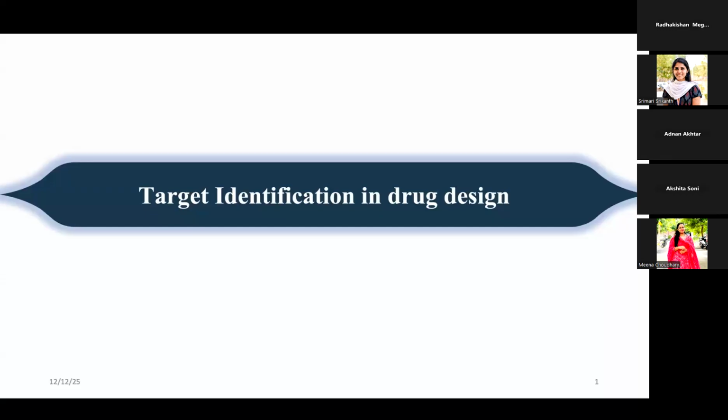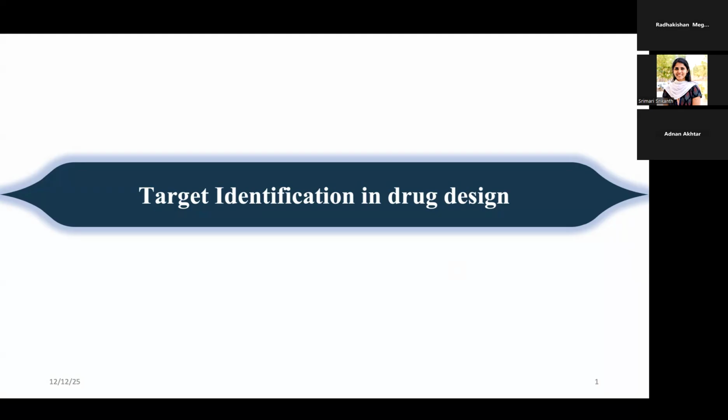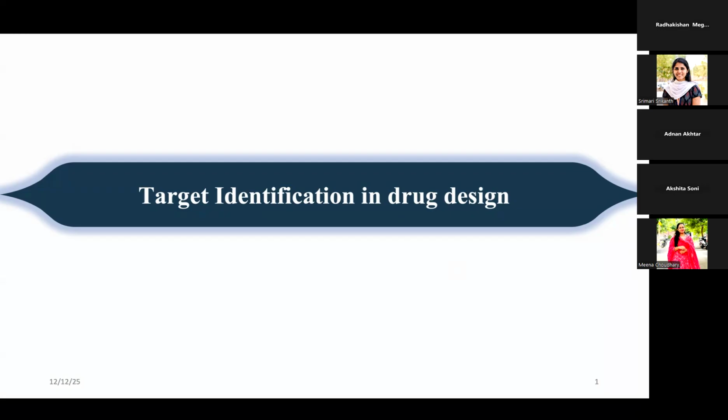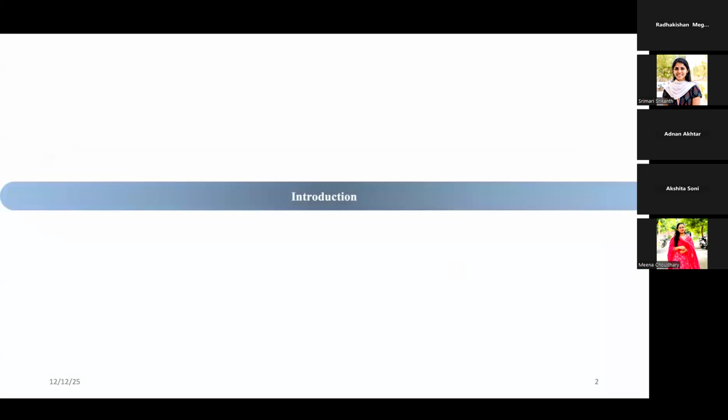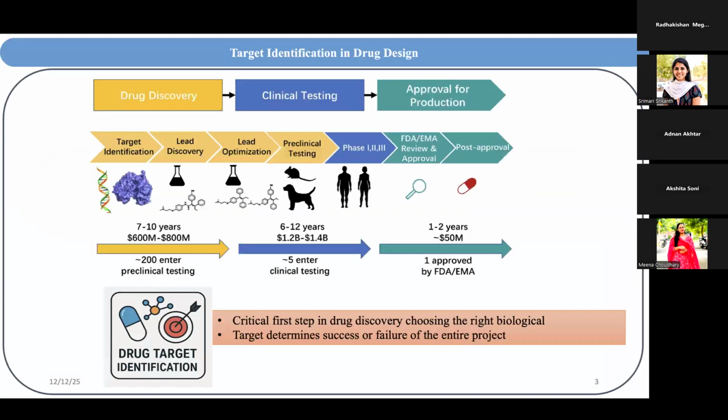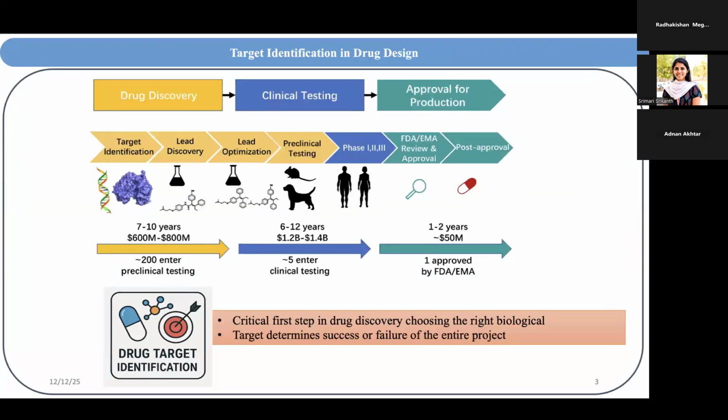We are going to look at the topic of target identification in drug design. This is a very important step in the drug discovery aspect since it determines everything that comes after during the designing, development, and post-development phases. So let's see a short intro before we go into the approaches.